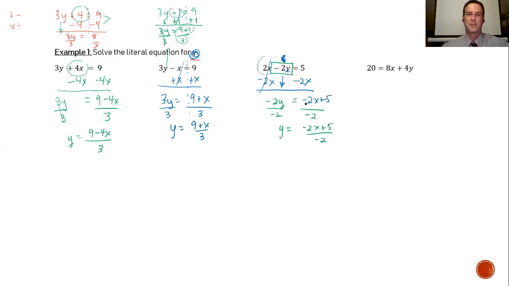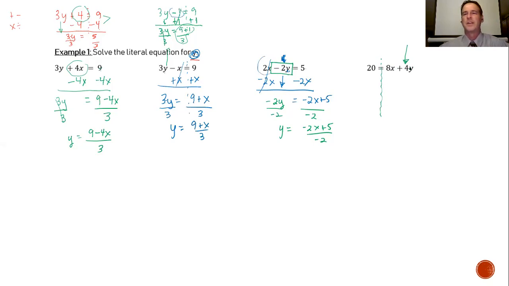And so then you just write this top piece on top and the bottom piece on the bottom. All right, last one. Again, it says y. Y is on the right side here. You're like, oh no. No big deal. It's still 2 steps, just like the other ones, all 2 steps.